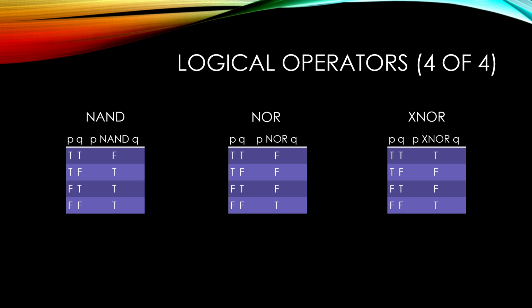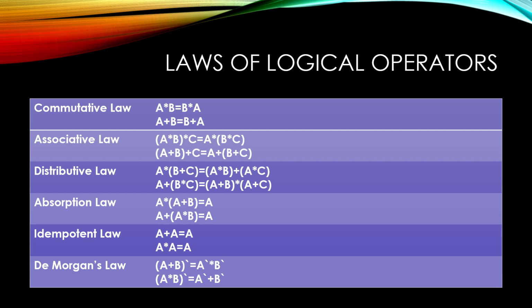That's the easiest way to think about XOR and XNOR. XOR, if they do not match, then it is true. Otherwise, it's false. And then the opposite for XNOR.